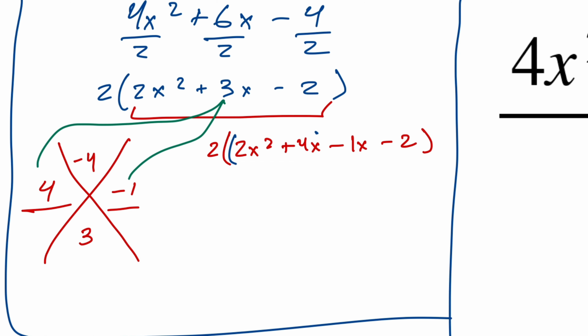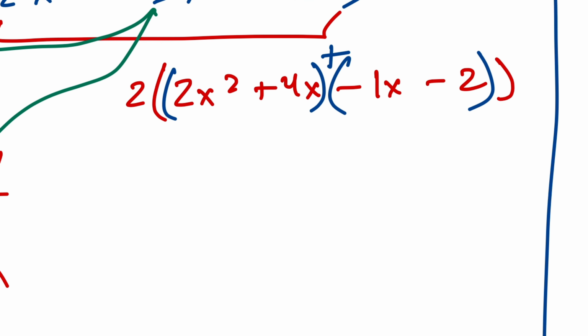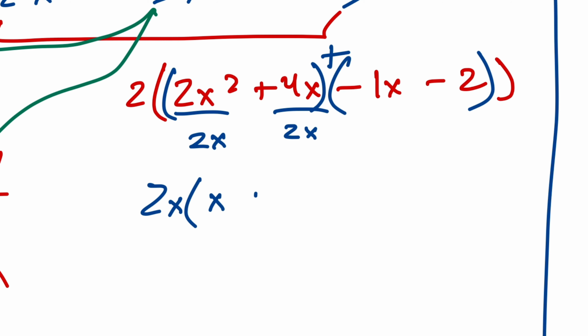So we group the first two, we group the second two, and we factor out the greatest common factor of each, okay? So we still have this 2 on the outside. I'm going to forget about it for a second, though, okay? So 2x squared plus 4x, the greatest common factor there is 2x. So I factor that out, and I'm going to get x plus 2. Awesome. Negative 1x and minus 2.